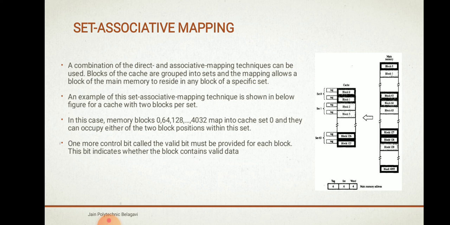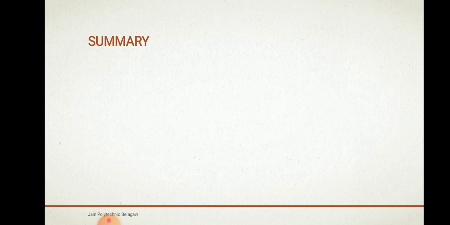Now one more control bit, called a valid bit, must be provided for each block. It indicates whether the block contains valid data. Now in this video we have studied cache memories and different mapping functions. Thank you.